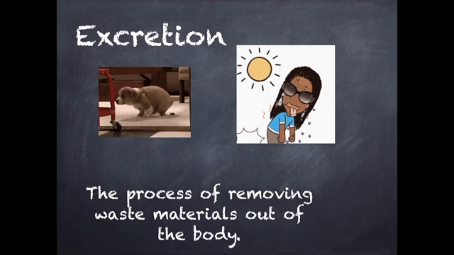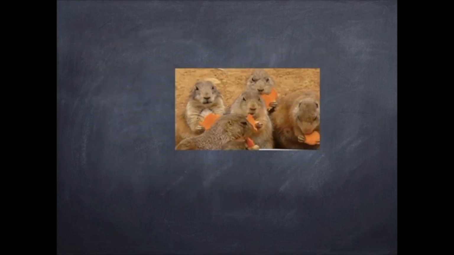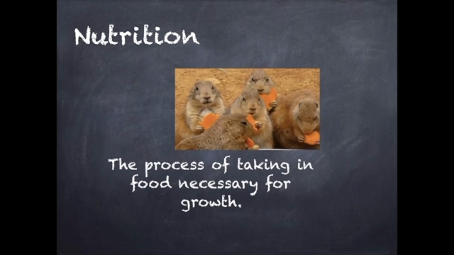Sixth, excretion. Excretion is the process of removing waste materials out of the body by peeing, pooping, breathing, or sweating out. Seventh, nutrition. Nutrition is the process of taking in food necessary for growth and survival. These are the seven life processes.